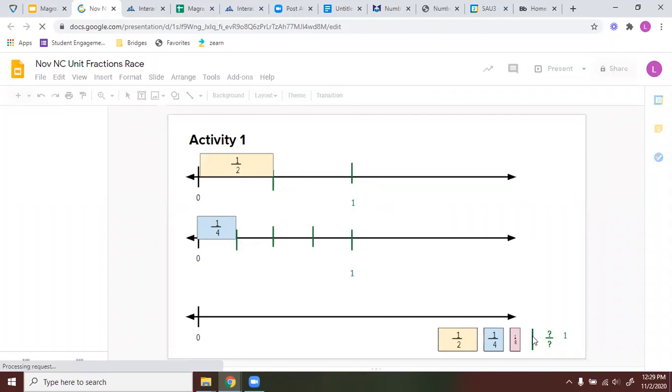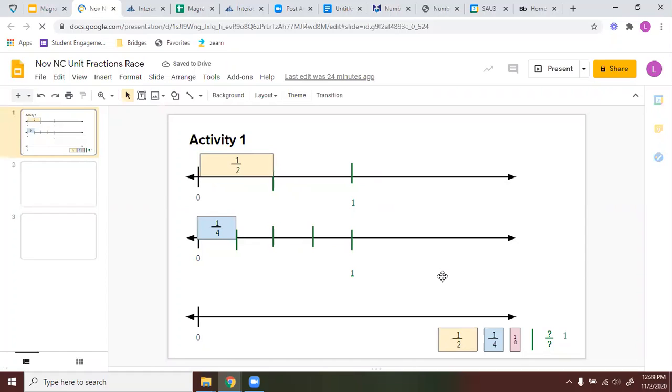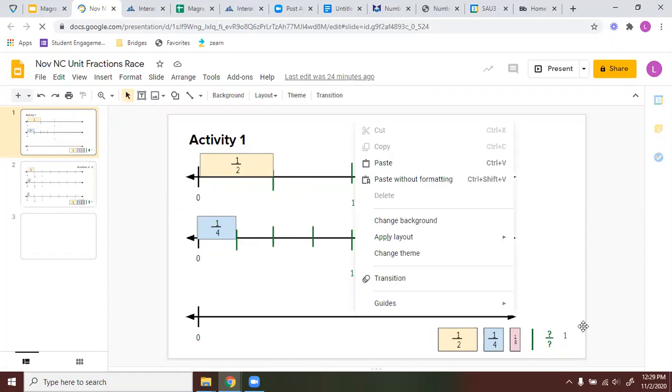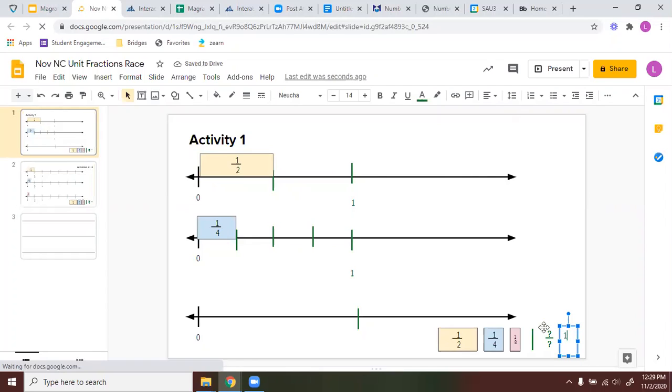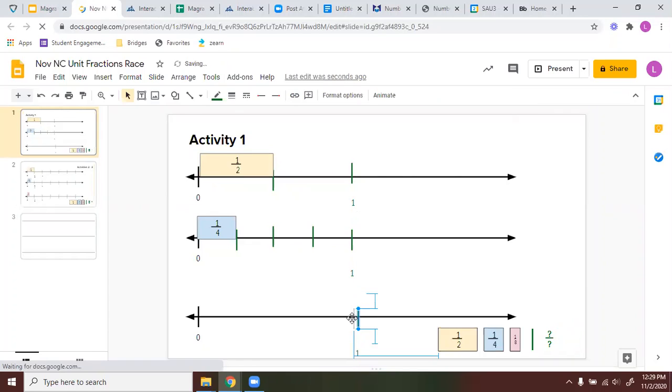Just like our other 2 number lines, I'm going to make a 3rd number line, but this time it's going to be with 8ths. Bring that 1 over, so all of our 1s are pretty much in line. I'm using my trackpad on my laptop, so it's a little hard to move things here. Now I have to figure out where we're going to put these tick marks for 8ths.